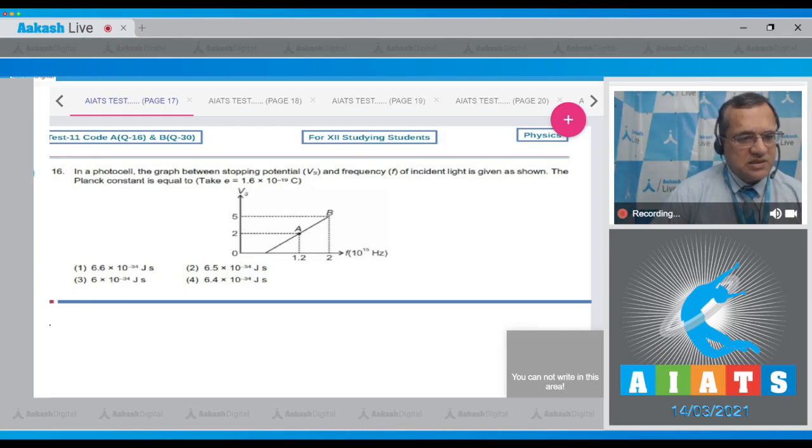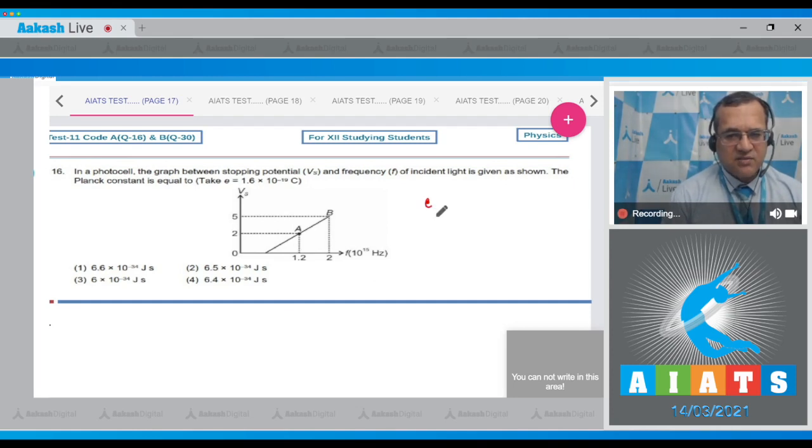Question number 16 says that in a photocell, the graph between the stopping potential and the frequency of the incident light is given as shown. Planck's constant is equal to C. This is the graph in relation to Einstein's equation. And what was the equation?